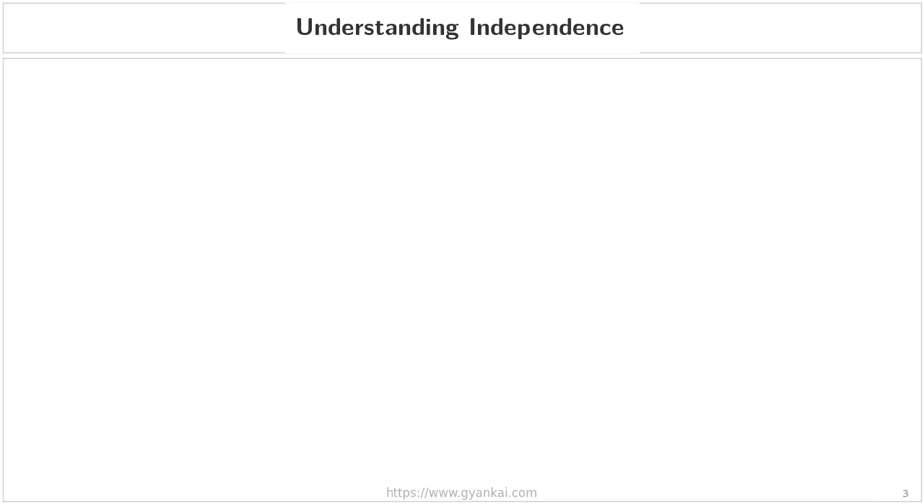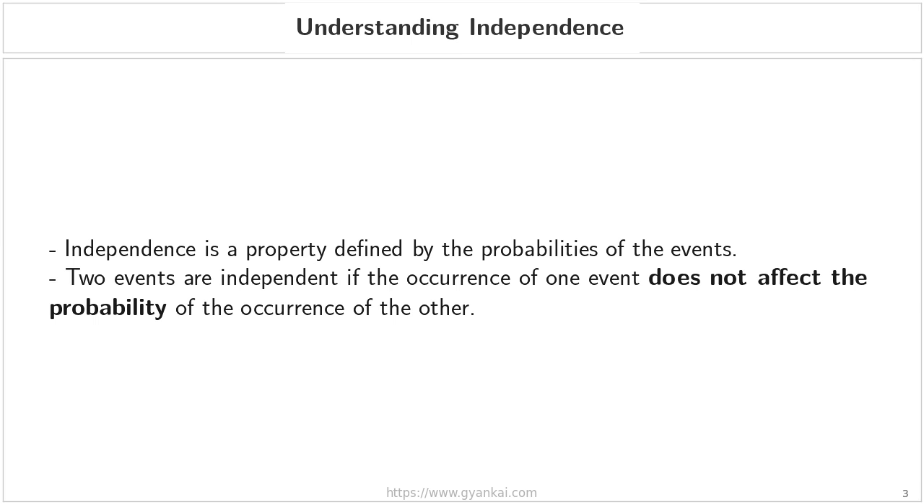Understanding independence. Now that we have cleared up the concept of mutual exclusivity, where events simply cannot happen at the same time, let's move on to our second major concept, independence. Unlike mutual exclusivity, which is about whether events overlap, independence is a property defined by the probabilities themselves. We say that two events are independent if the occurrence of one event does not affect the probability of the other event occurring. In other words, knowing the outcome of the first event gives you absolutely no new information about the likelihood of the second event.